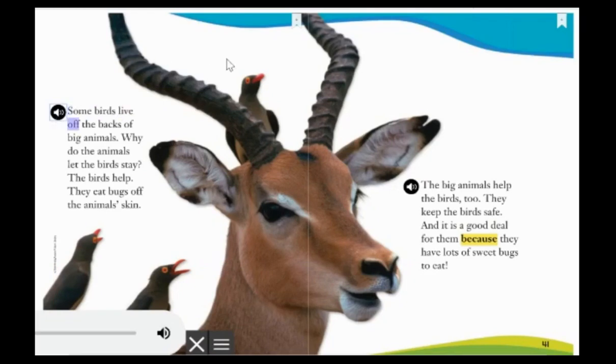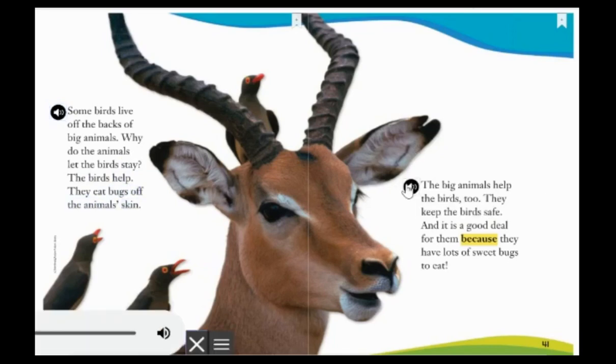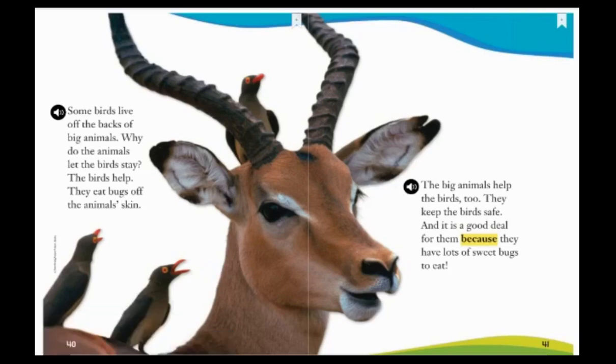Some birds live off the backs of big animals. Why do the animals let the birds stay? The birds help. They eat bugs off the animal's skin. The big animals help the birds too. They keep the birds safe. And it is a good deal for them because they have lots of sweet bugs to eat.